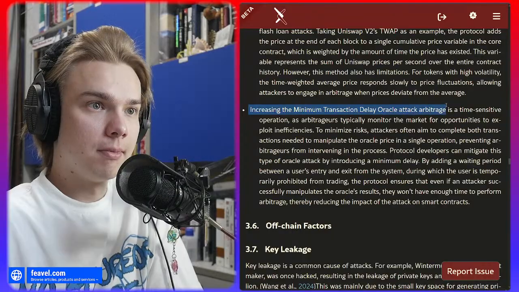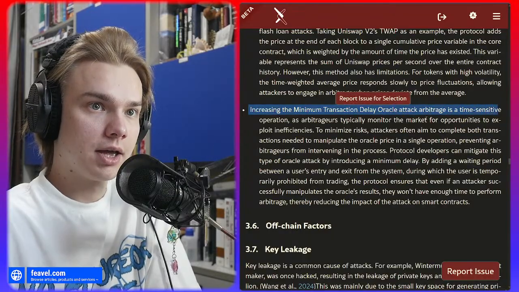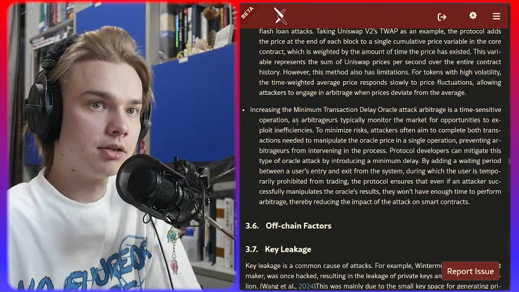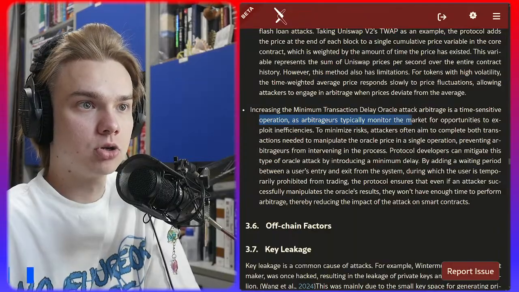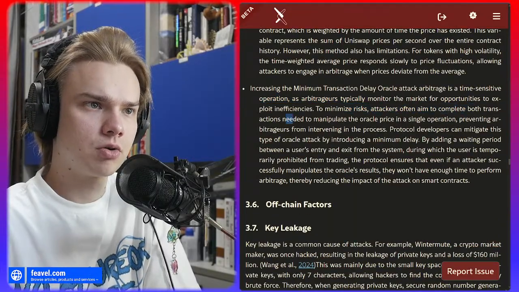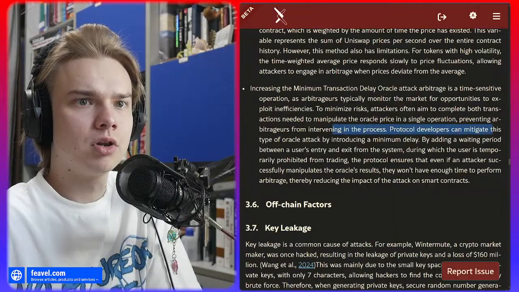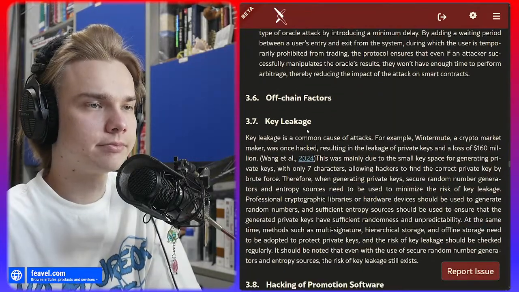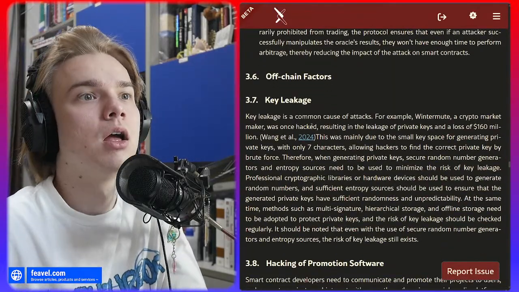Increasing the minimum transaction delay. Oracle attack arbitrage is a time-sensitive operation, as an arbitrageur typically monitors the market to minimize the risk, etc. Okay, protocol developers. Okay, this is not relevant.